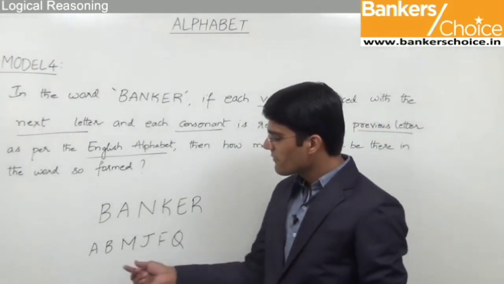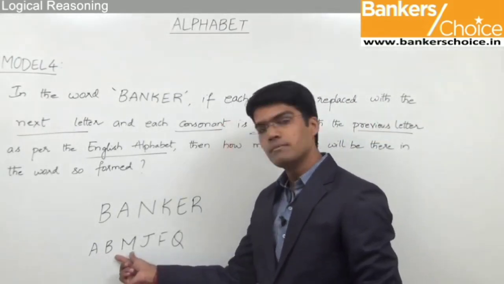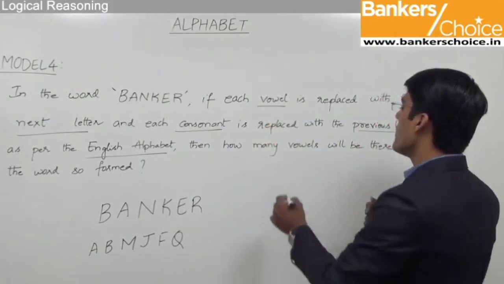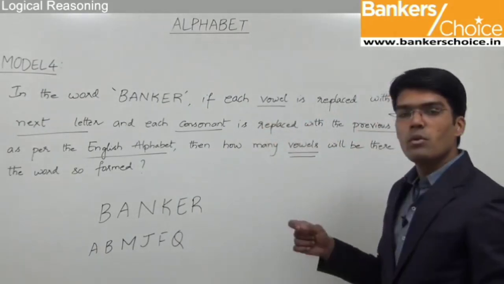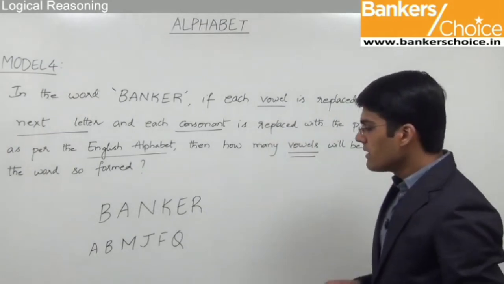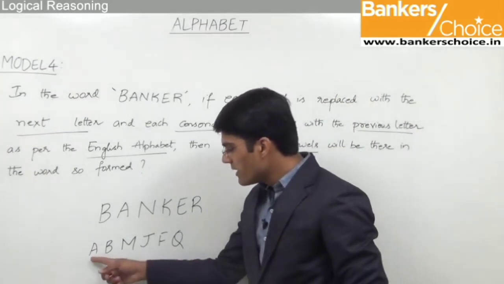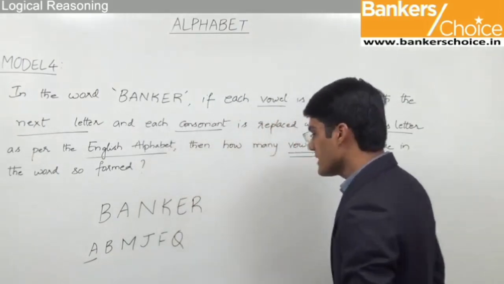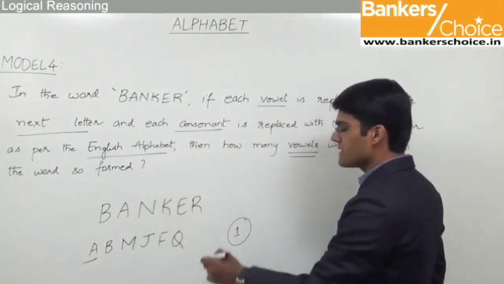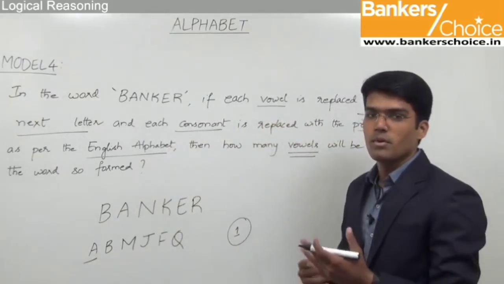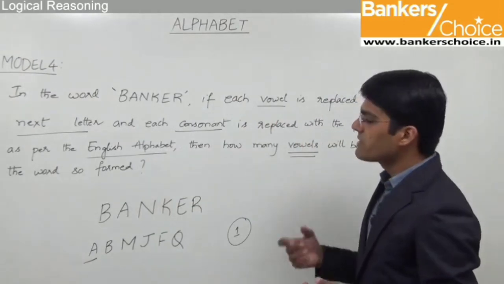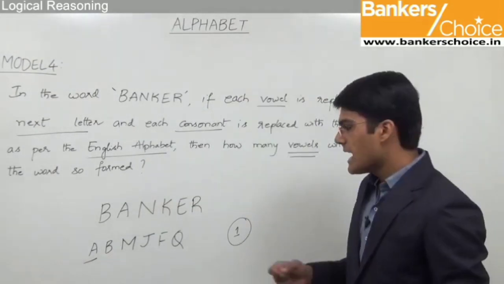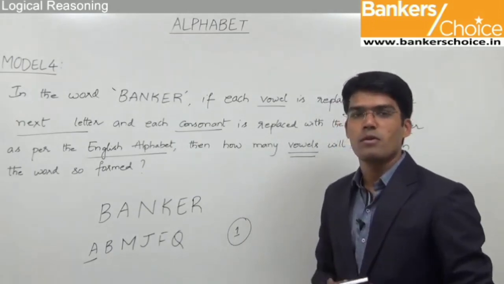So now the new word formed is A, B, M, J, F, Q. And the question is, how many vowels will be there in the newly formed word? So here the number of vowels in the given word is only 1, and that is A. So we can say that the answer for this question is 1. Suppose the question says how many consonants will be there in the word formed, then the answer has to be 5, as we have 5 consonants in the word formed.